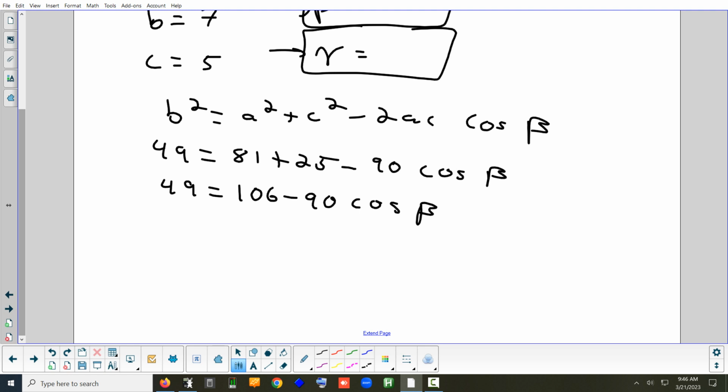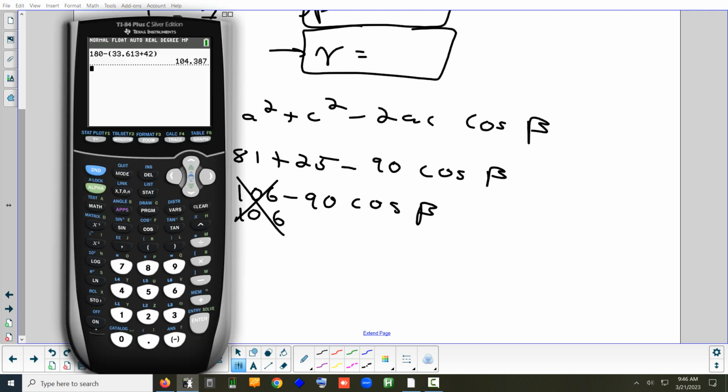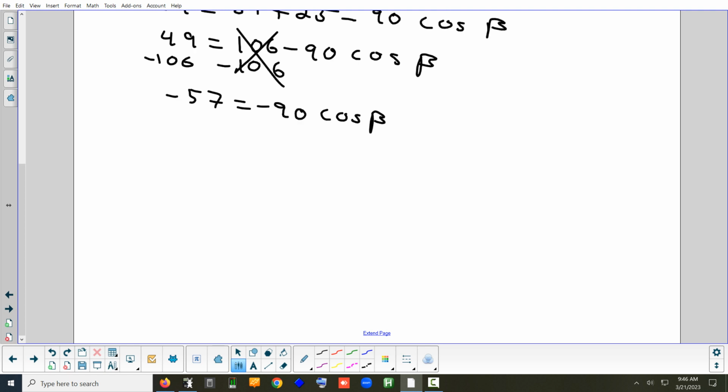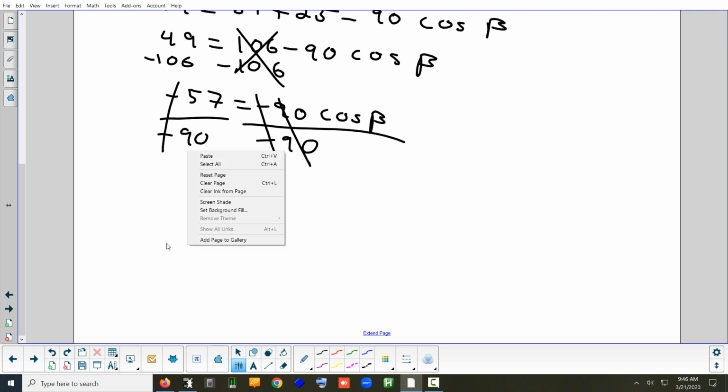Okay. Now I got 3 things I need to get from the right side over to the left. What would I do first? Okay. Subtract 106 from each side. And this is okay to type in because we're not rounding anything. So I might as well type it in and just get the answer. Negative 57. Negative 90. Okay, what would I do next? Yeah. Divide each side by negative 90. That's going to cancel that, and that. And the bigger number is in the bottom, which it always needs to be for the next step.